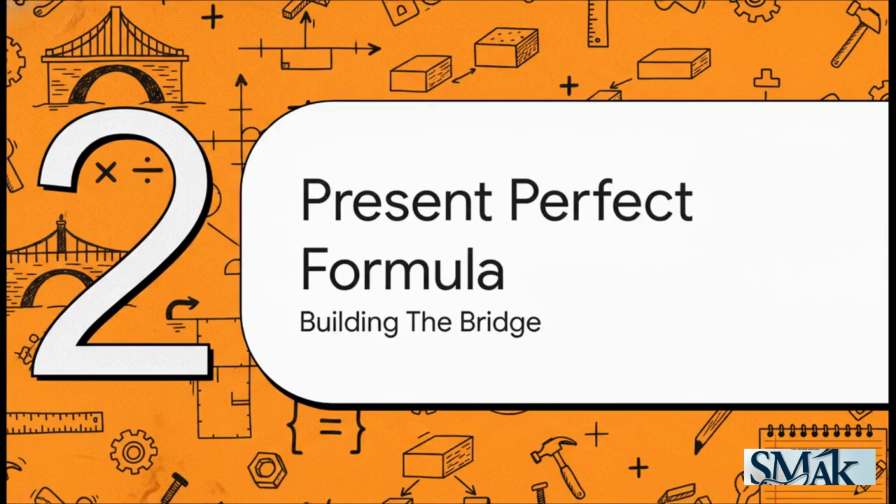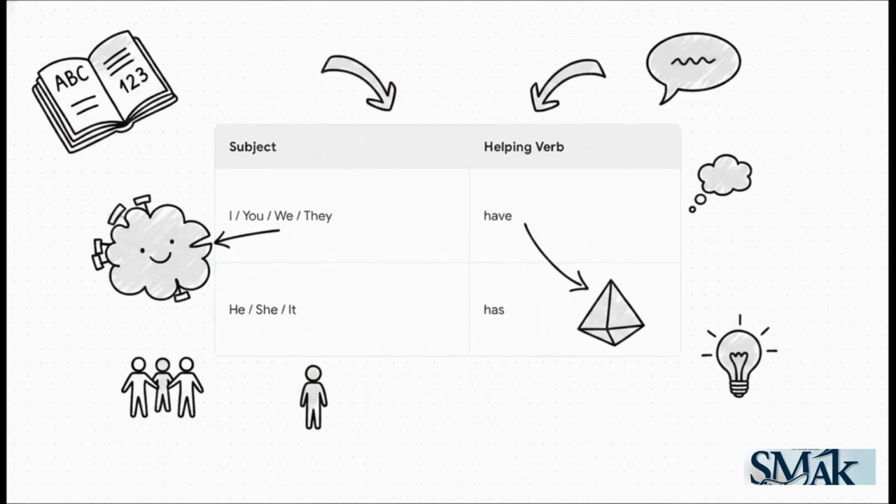Moving right along to Section 2, the present perfect formula. Now that we know when to use our bridge, let's look at the actual mathematical building blocks we need to construct it. The whole foundation of this tense relies on a very strict rule about helping verbs, and your choice depends entirely on the subject of your sentence. If your subject is I, you, we, or they, you literally must pair it with the helping verb have. On the flip side, if your subject is he, she, or it, you have to use has. Honestly, getting this right is step 1 to totally mastering the present perfect.